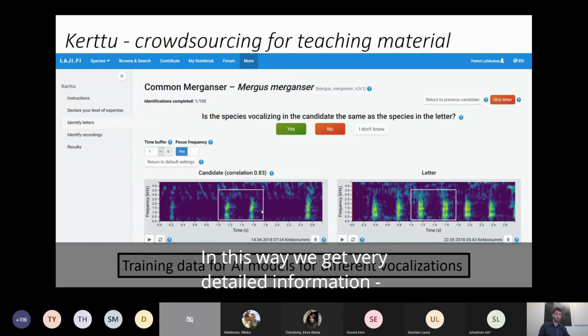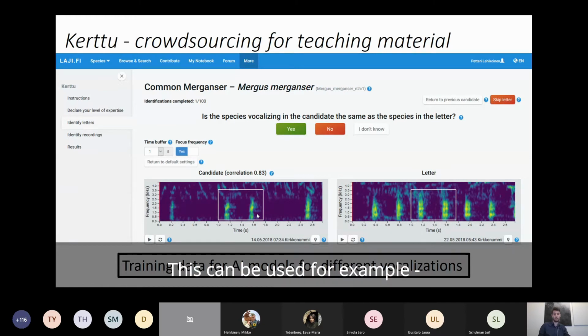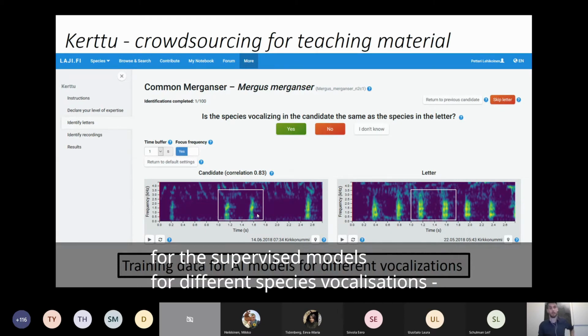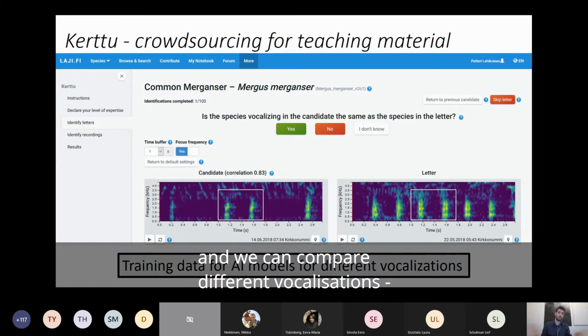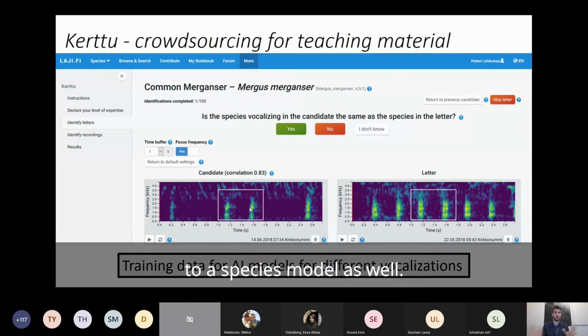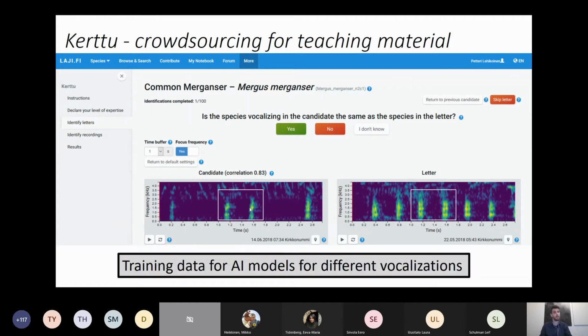And in this way we get very detailed information exactly where the species is occurring or if it's not occurring in that recording. And this can be used, for example, for supervised models for different species vocalizations, and we can compare different vocalizations to a species model as well.